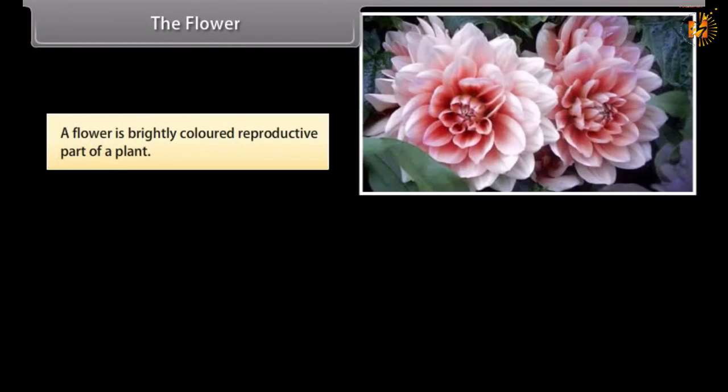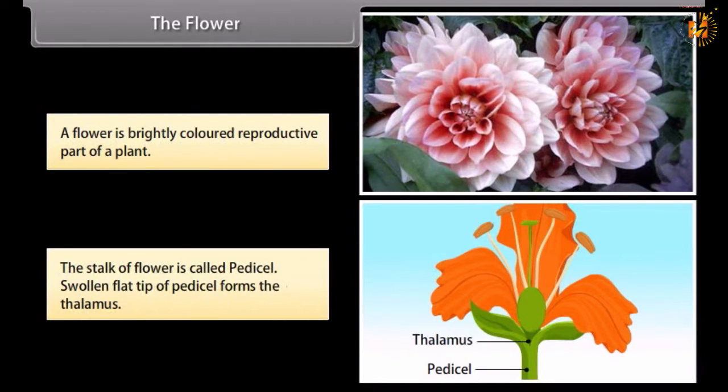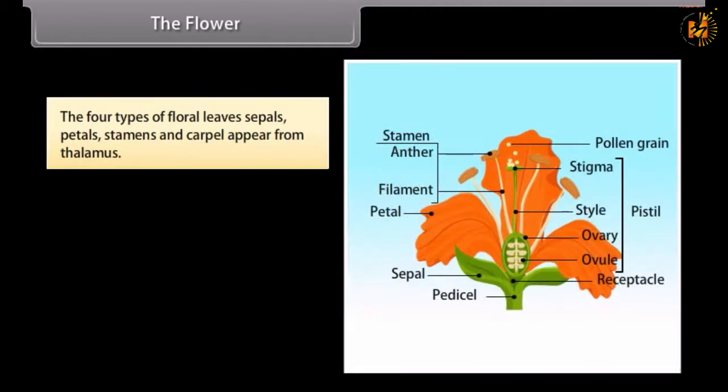The flower. A flower is a brightly colored reproductive part of a plant. The stalk of flower is called pedicel. Swollen flat tip of pedicel forms the thalamus. The four types of floral leaves, sepals, petals, stamens and carpel, appear from thalamus.